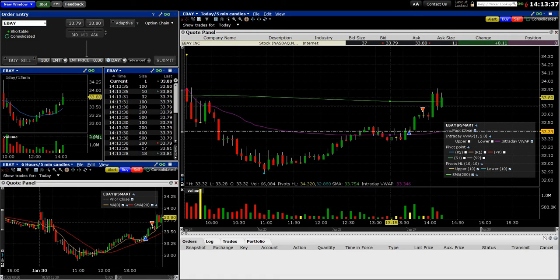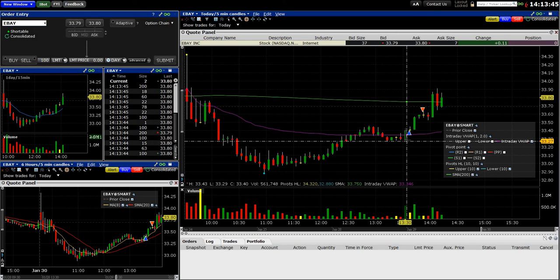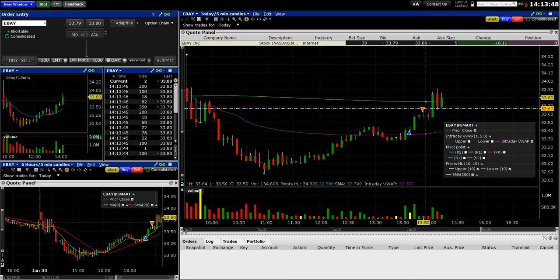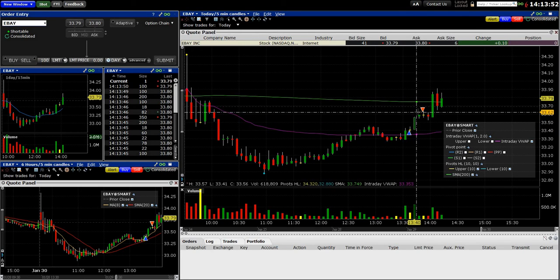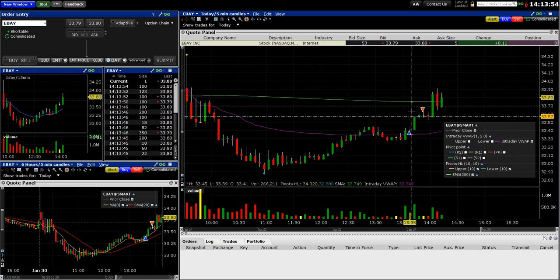Not a big stop. So if you're new to day trading, usually you want to try and get a 2-to-1 reward to risk ratio. So if you're risking 12 cents, if you're putting your stop right here, then you want to go up 24 cents. So you get a 2-to-1 reward to risk. So 24 cents was right around here, about 33.63-ish. And that's exactly what I got.